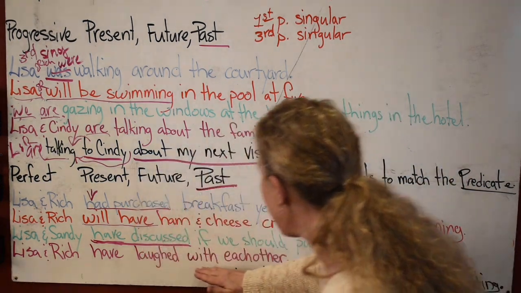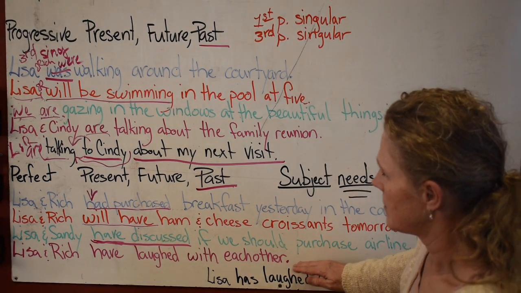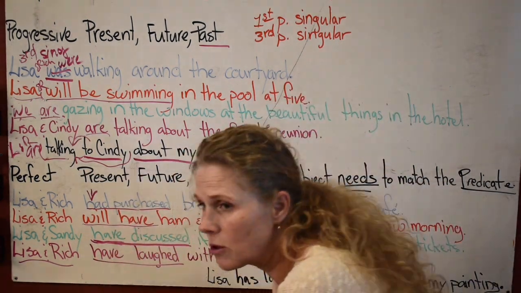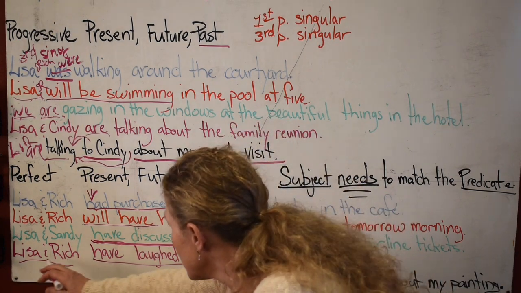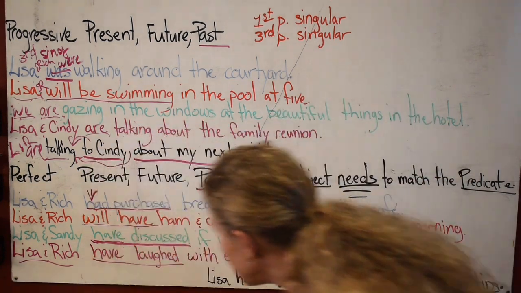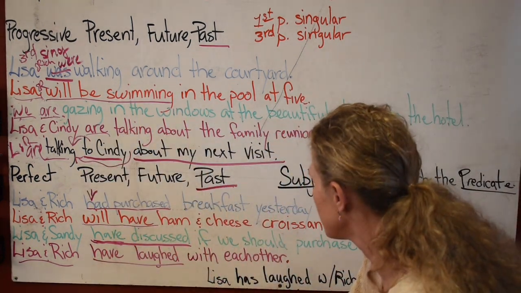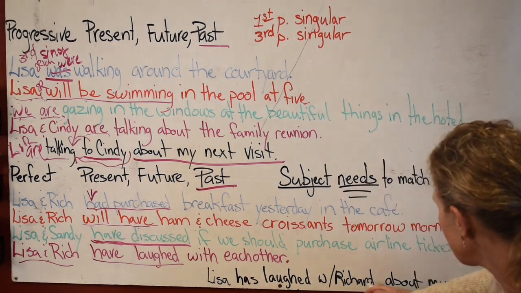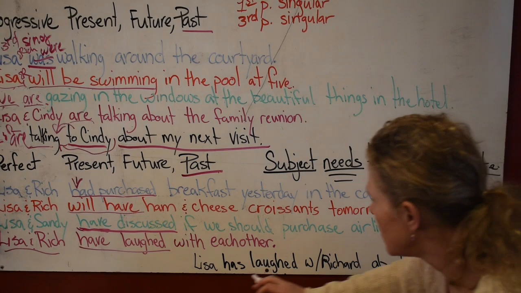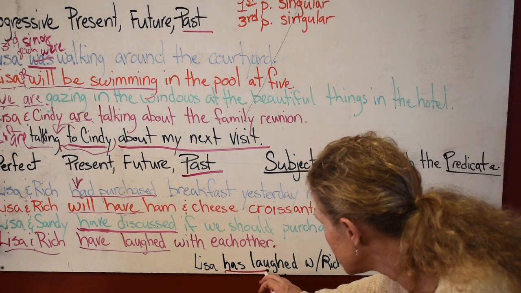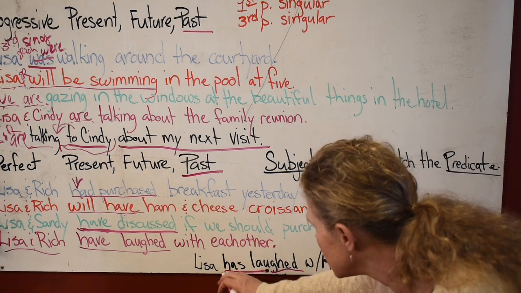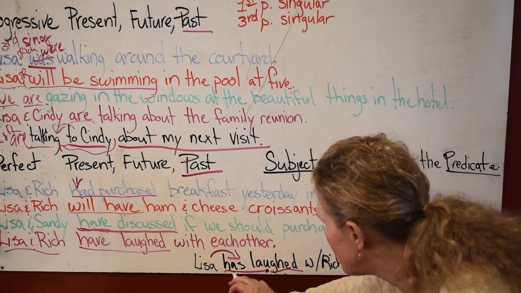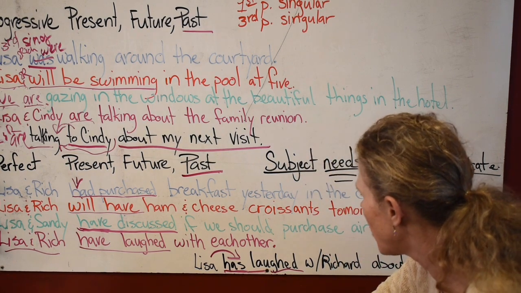Lisa and Rich have laughed with each other. Plural takes the plural verb. Have is plural. And so make sure that you're studying that and you understand that. Plural takes the plural verb. Now look at this though. Lisa has laughed with Richard about my painting. Singular, look what happened. Takes the singular verb. Has. Singular takes the singular. See how laugh doesn't change, but your auxiliary verb is what changes.